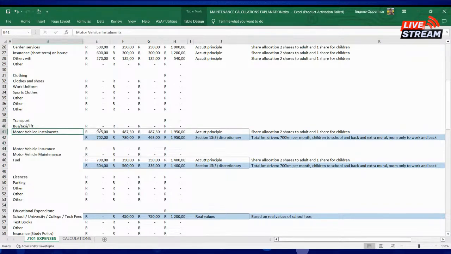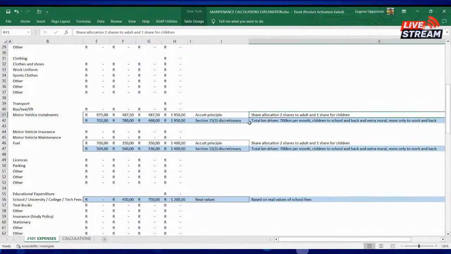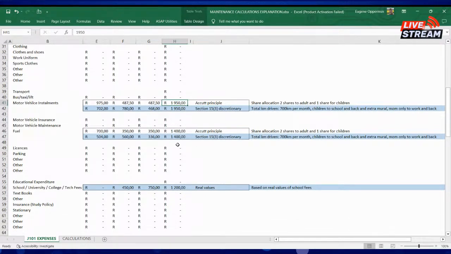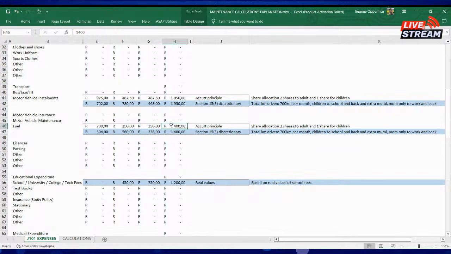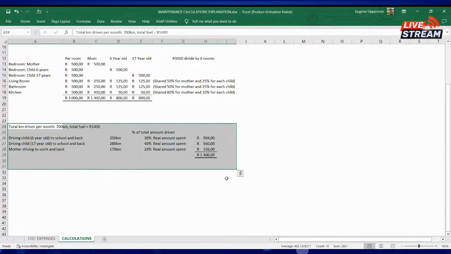Interesting with this, maybe I can just explain this a little bit more. If we were to use the simple acute principle on, say, for example, your total amount of fuel per month is 1,950 Rand. No, let's go to fuel, 1,400 Rand. If we use the acute principle, it would mean that the split would be 700 Rand for the mother and then 350 Rand for each child. But if we look at the actual figures, and I've done a simple calculation here, the total kilometers driven was 700 kilometers, and there was 1,400 Rand used for fuel.